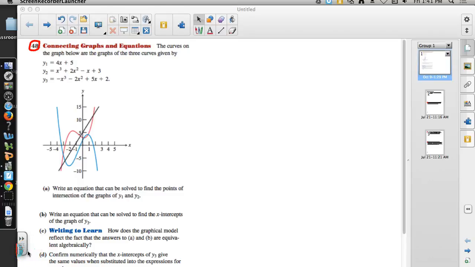These are the frequently asked questions for section 1-1, day 3. Number 48 has us connecting graphs and equations, and it says the curves on the graph below are the graphs of the three curves given by y sub 1 is 4x plus 5, and I notice that's linear, so that has to be the black graph right here.